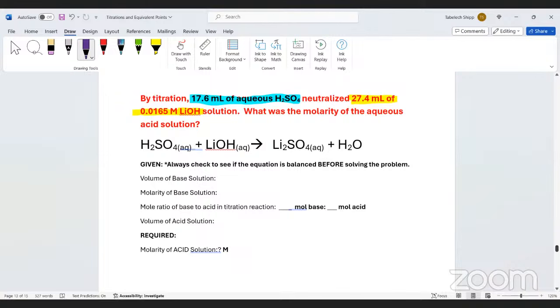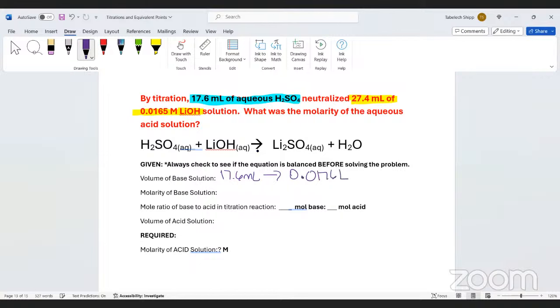Now, you want to make sure, like we said before, guys, that we check to make sure the equation is balanced in the step. So we've also given the pieces that we need. So let's fill that in first before we balance the equation. So the volume of the base that they gave us was 17.6 milliliters, but I'm going to convert that to a liter, okay?